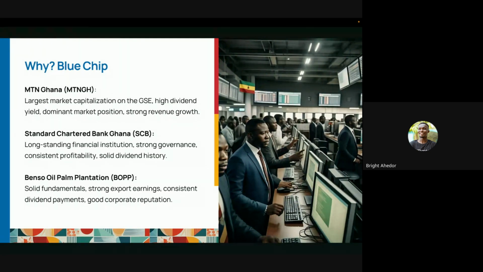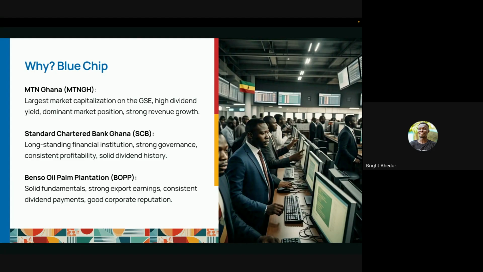You can also say, okay, I'm doing StanChart. Why is it a blue chip? It's a long-standing financial institution. When they were closing all the banks, you never heard anything coming towards StanChart. They are doing really well. They have strong governance and consistent profitability. So you look at their history: StanChart has been paying dividends for some time now.